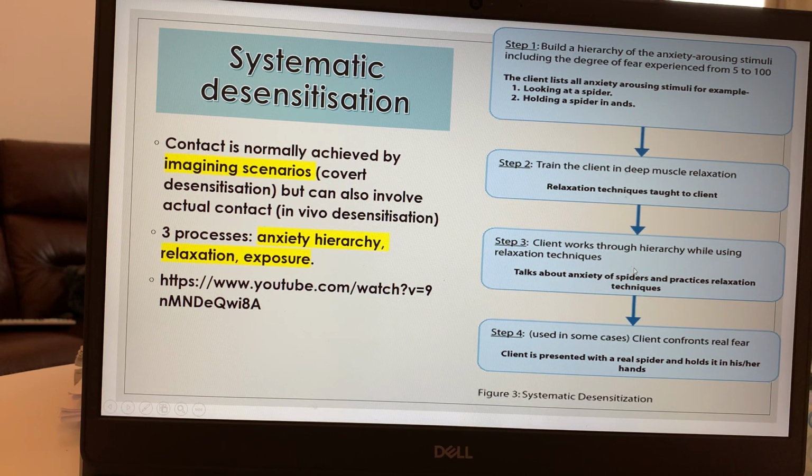They then work through the hierarchy together, so maybe showing them a picture, eventually bringing them into contact with a spider, talking about the anxiety, rating it on a scale whilst practicing those techniques. And then in some cases, depending on what the phobia is, they will confront their fear. So in vivo, presented with a real spider, they hold it in their hand, and like I said earlier, anxiety peaks and then declines. So if you're ever really, really fearful of something, remember that you can only reach a level and then it will sink back down.